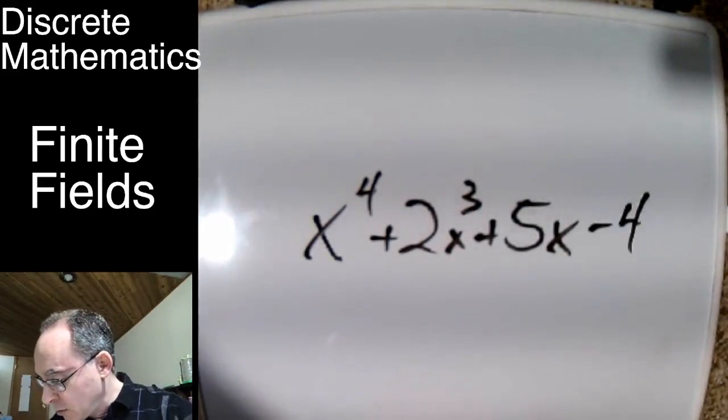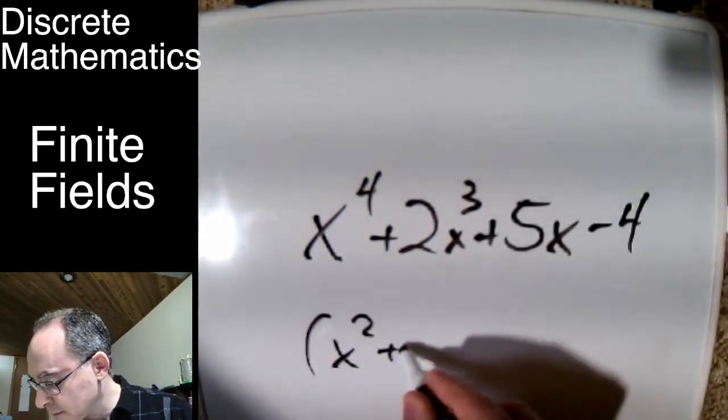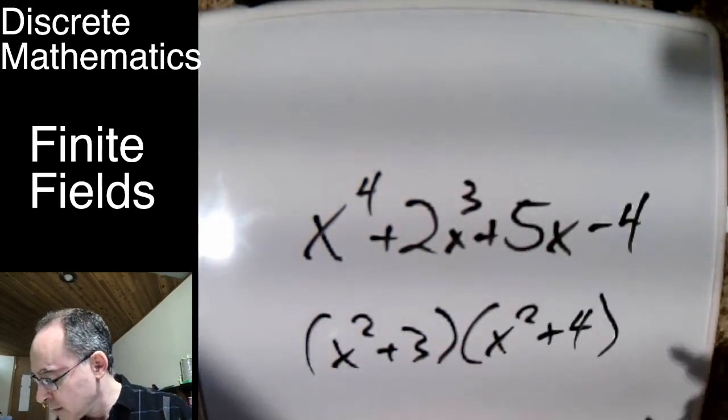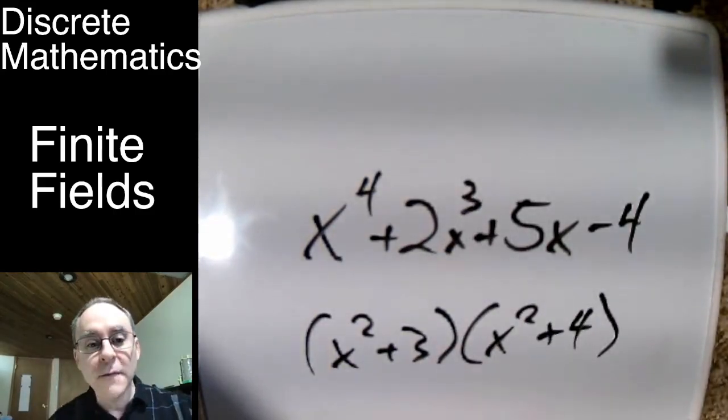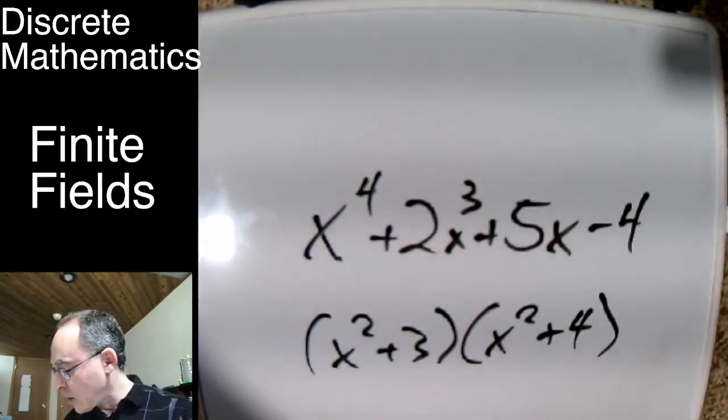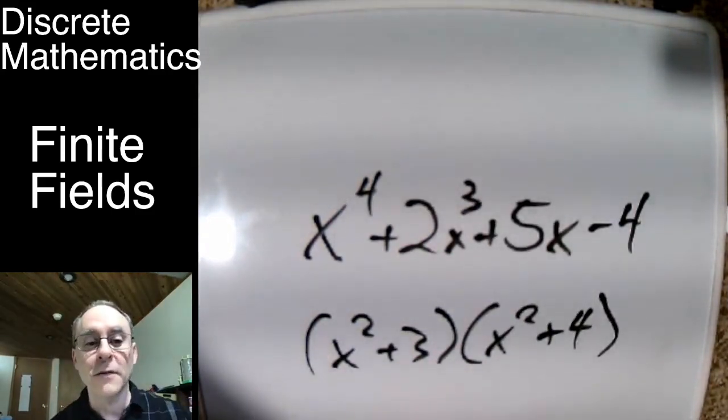It's easy to take 2 smaller polynomials and multiply them together to see what you get. But factoring the polynomial, going the other way, is hard. And so it's a problem that has a lot of applications in cryptography.